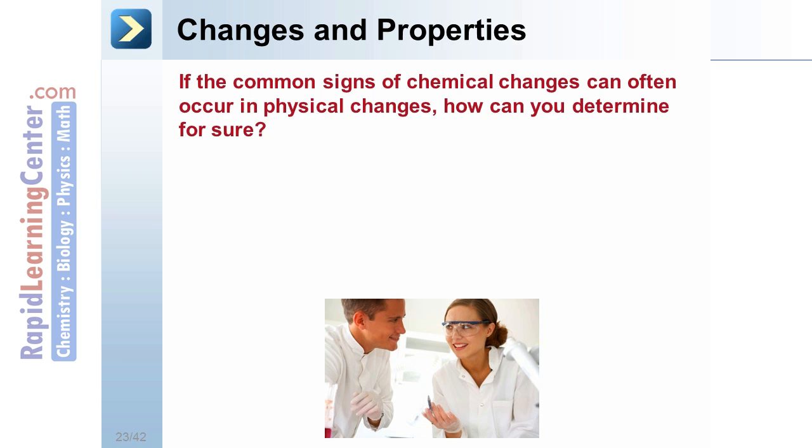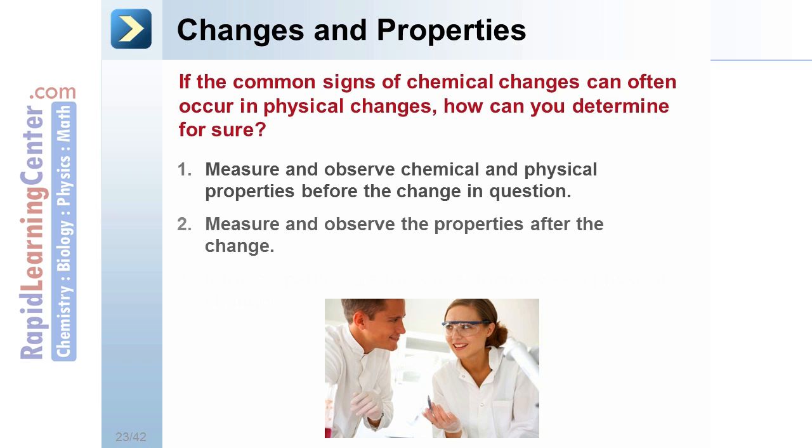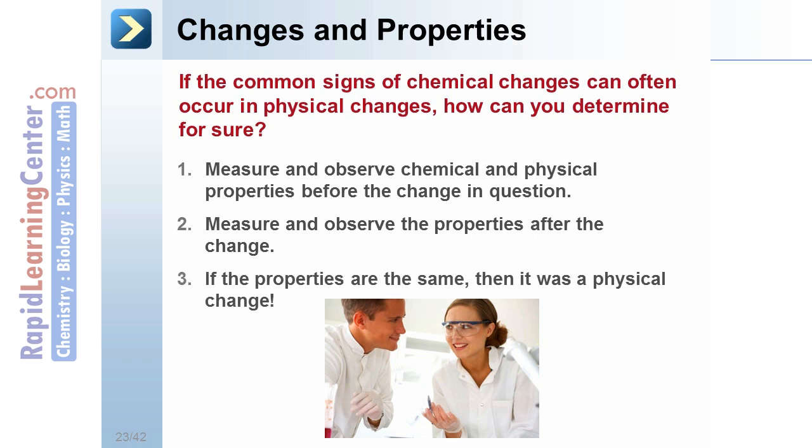If you cannot determine if a change was chemical or physical, test the properties of the matter before and after. If they are different, then the change was chemical. If they were the same, the change may be physical.